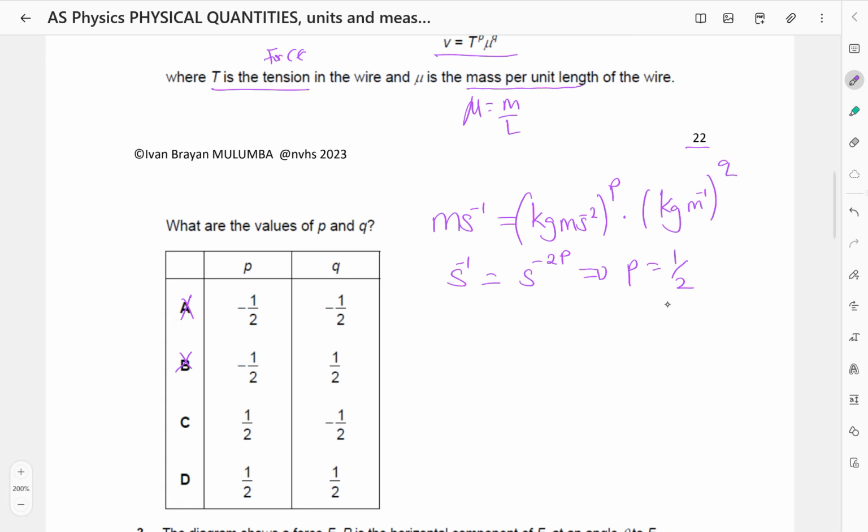Then I can use kilograms to find q. On the left hand side there is no kilogram, so I can say kilogram to the power 0, because kilogram to the power 0 is 1. Then on the right hand side I have kilograms to the power p in the first bracket, then kilograms to the power q, so we add the powers: p plus q. So 0 is equal to p, which is a half, plus q, which we want to find. That means q is going to be negative a half, so our answer is going to be C.